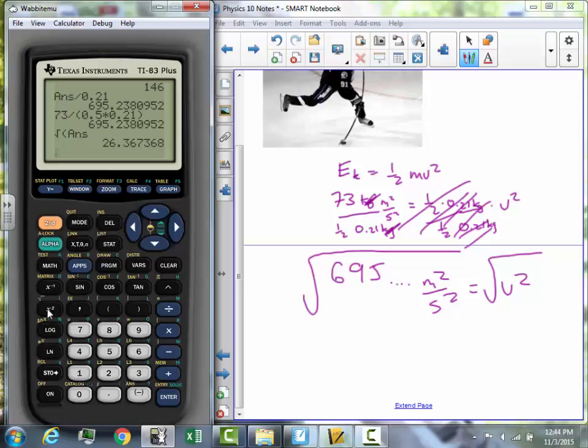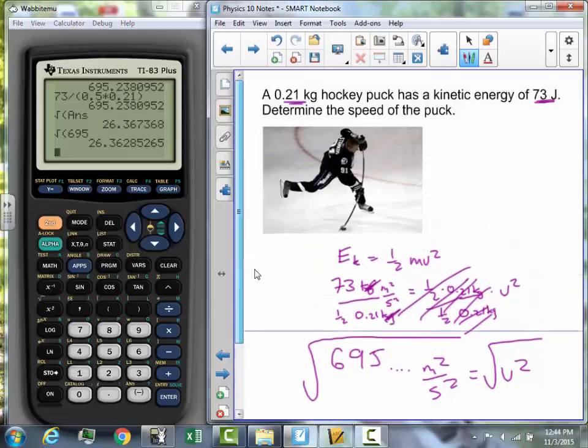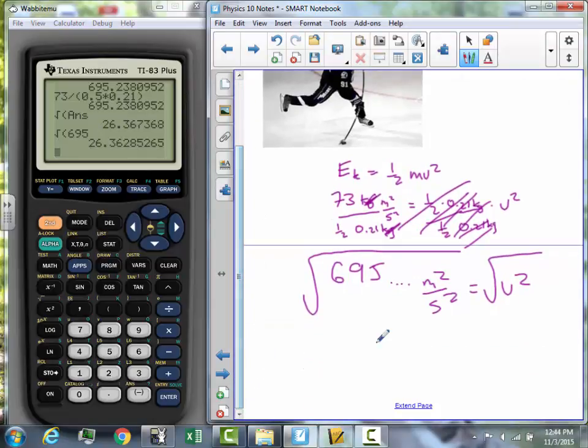Because what I don't want you to do is this. Don't square root 695. Because do you see how the answers are slightly different? One was 2636.73. The other one was 2636.28. It may make just a little bit of difference. So make sure you actually use the whole value of the 695. Oh wait, last step. How many sig digs do I get? 2 it looks like. So 26.